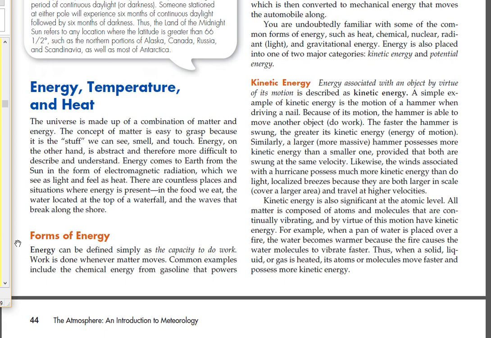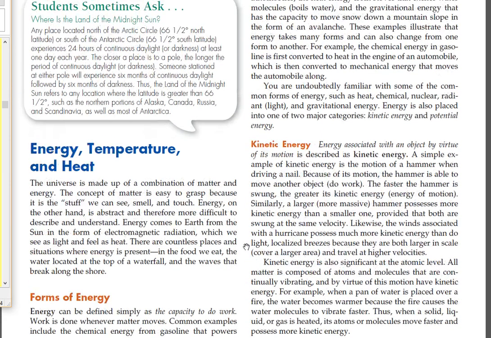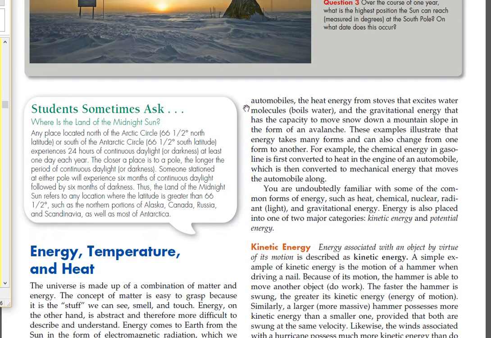Forms of energy. Energy can be defined simply as the capacity to do work. Work is done whenever matter moves. Common examples include the chemical energy from gasoline that powers automobiles, the heat energy from stoves that excites water molecules, boils water, and the gravitational energy that has the capacity to move snow down a mountain slope in the form of an avalanche. These examples illustrate that energy takes many forms and can also change from one form to another.